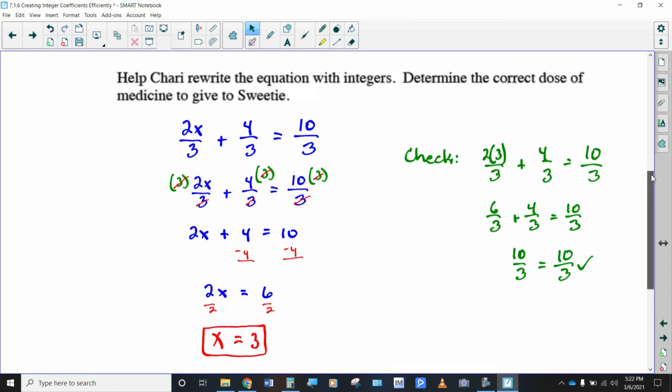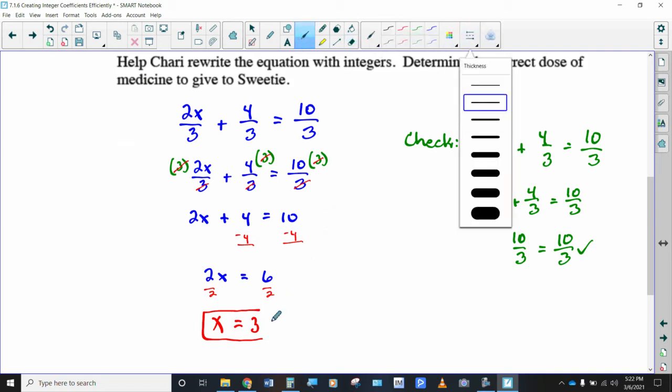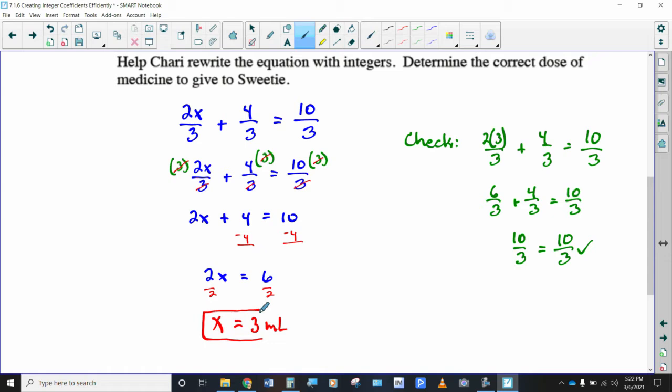So what does that mean? She needs to give a dose of 3 milliliters. I guess I should have put that in. x is going to equal 3 milliliters for Sweetie the cat.